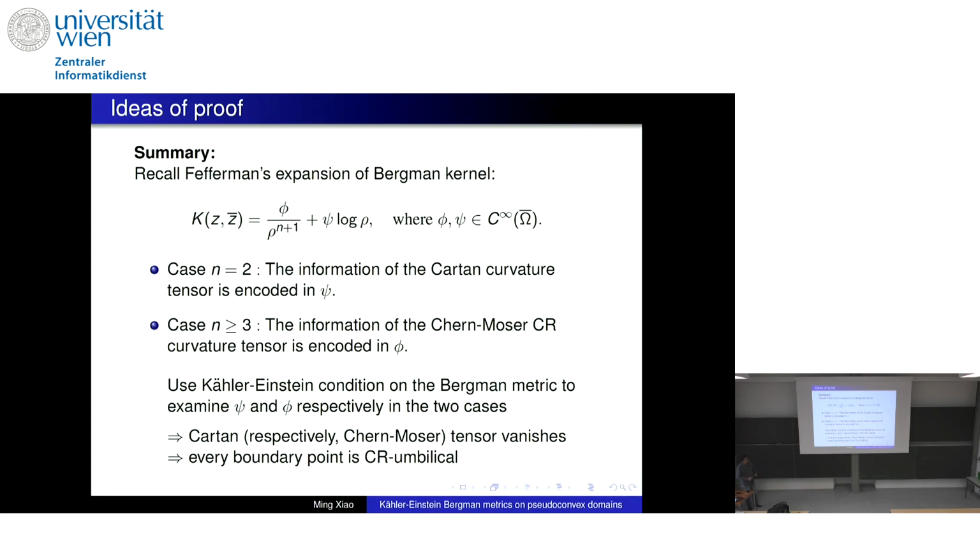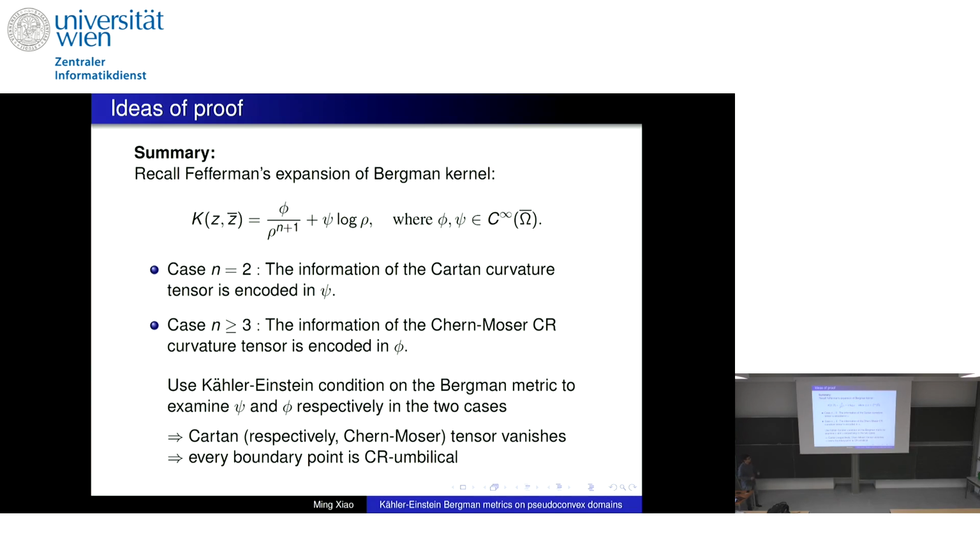And that information is carried by phi. Then, in these two different cases, we respectively use the Kähler-Einstein assumption to examine psi and phi respectively. In the two-dimensional case, we show by using this Kähler-Einstein assumption that the Cartan tensor vanishes at every boundary point. In the higher dimensional case, we examine phi to show the Chern-Moser tensor vanishes at every point.